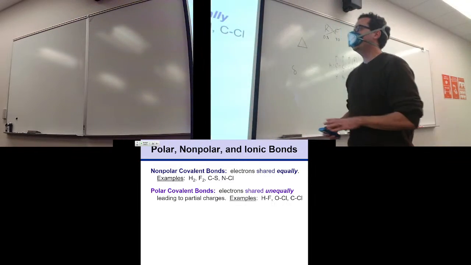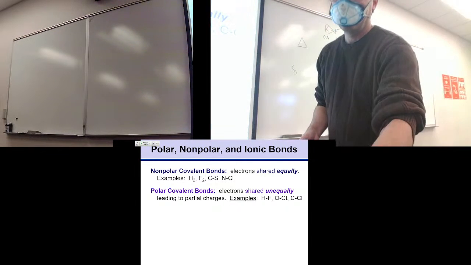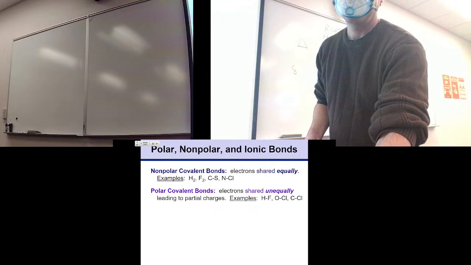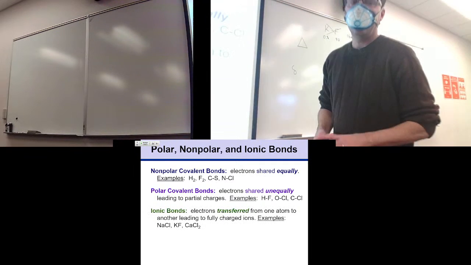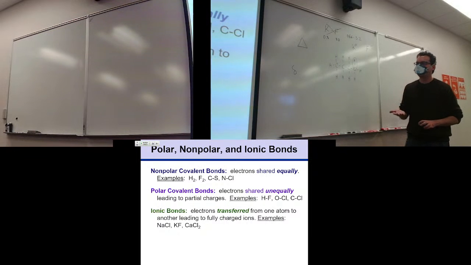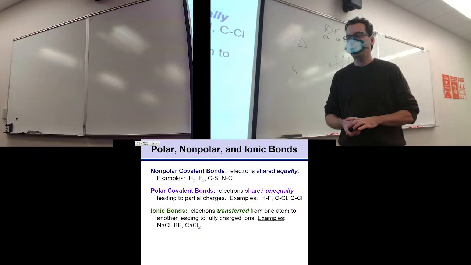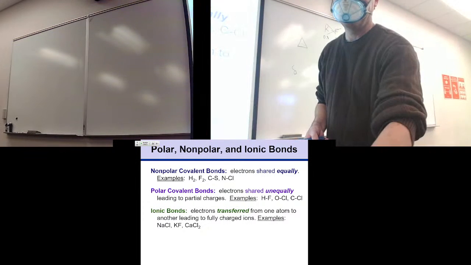And there's plenty of examples of polar covalent bonds. So HF, OCl, CCl, things like that. So as soon as you substitute one of those atoms for a metal, the difference in electronegativity is going to be so large that there's no longer any sharing even. It's just one electron is transferred to the other, and you end up with an ionic bond. Okay?